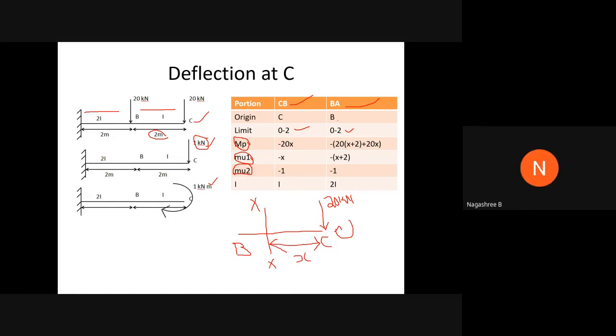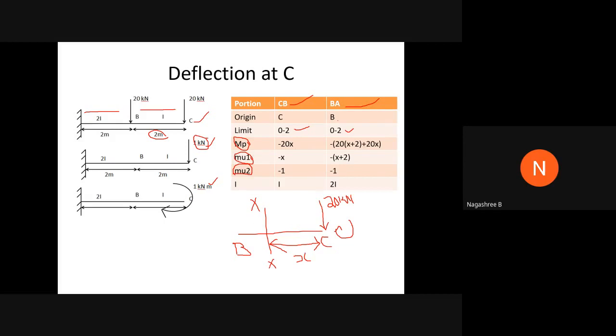So it is 20 into x, which is going in the clockwise direction. On the right-hand side, the clockwise direction is considered negative. So it is minus 20 into x.